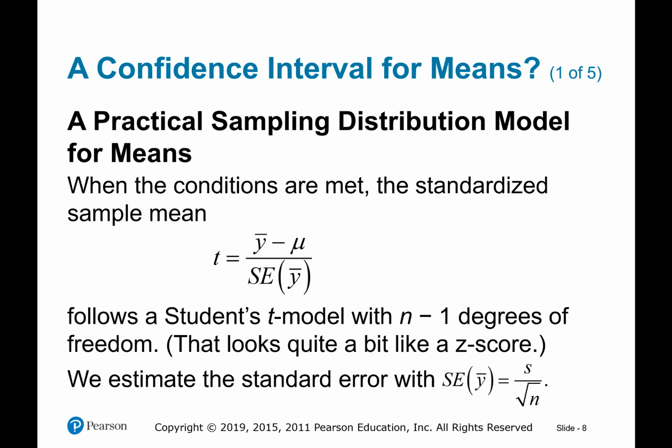And our t-score there looks quite a bit like a z-score, doesn't it? Again, you're going to take the sample mean minus the population mean, and divide by the standard error, that's SE, standard error of the sample. And again, we estimate that by taking S divided by square root of N.